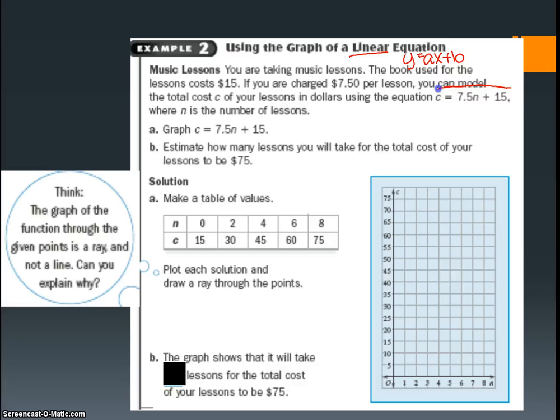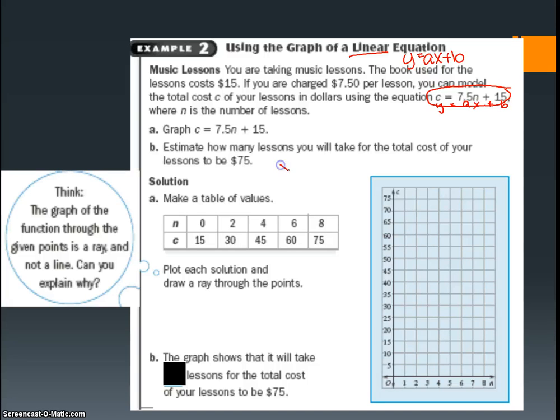Now, this equation is in function form. So there's the y equals, here's the a, the n is now your x, plus the b. So let's graph this. We're going to make a table of values. Now, we're going to use what they have here just so we can graph nicely.